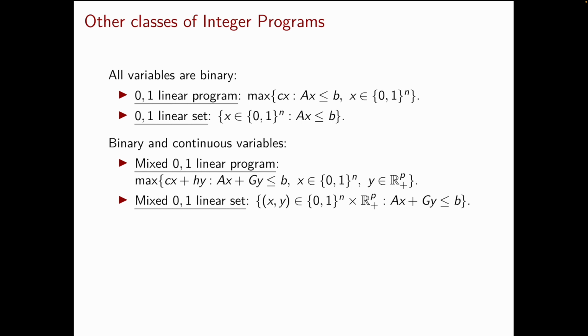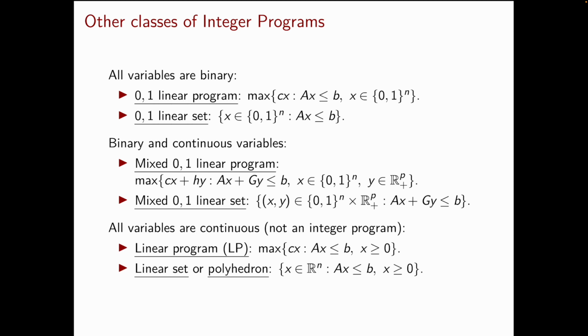Then we have the case of both binary and continuous variables. The corresponding optimization problem is then called a mixed 0-1 linear program, and its feasible region is called a mixed 0-1 linear set. Finally, we have the very special case where all variables are continuous. This is technically not an integer program, because in an integer program we require to have at least one integer variable. Anyway, this optimization problem is called a linear program, and the corresponding feasible region is called a linear set or a polyhedron.